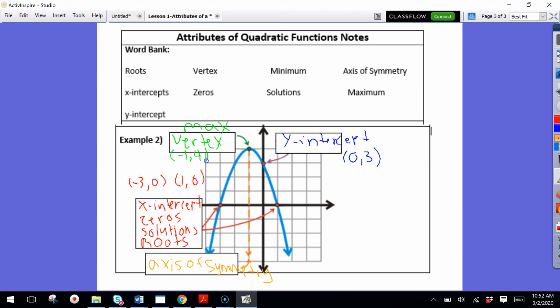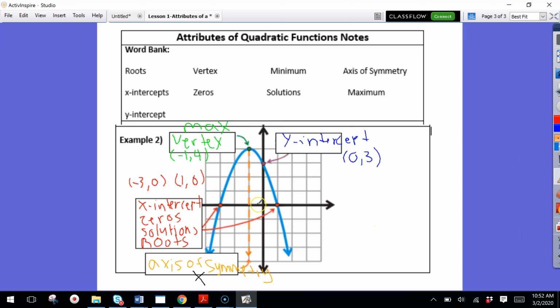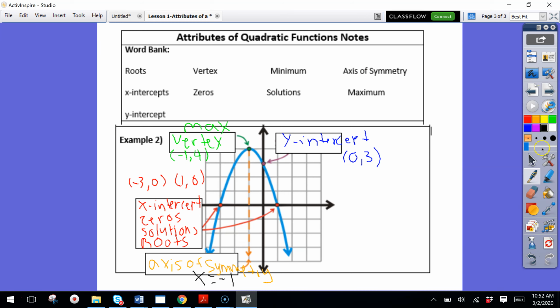Again, the axis of symmetry always goes through the vertex. So when I'm writing the equation for it, it's the line x equals -1. You should see that this number right here is common with the x value of the vertex. This is the end of this video, and I hope that you found this helpful.